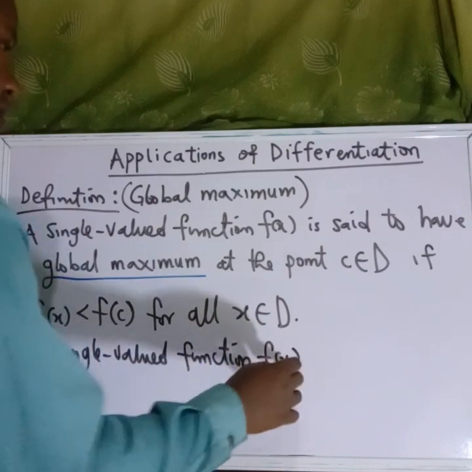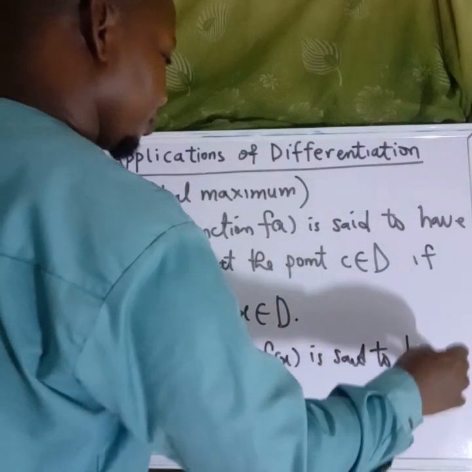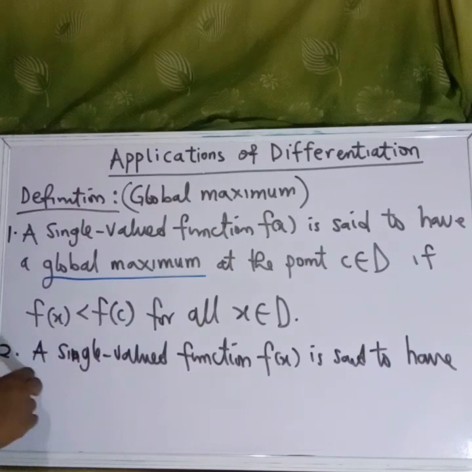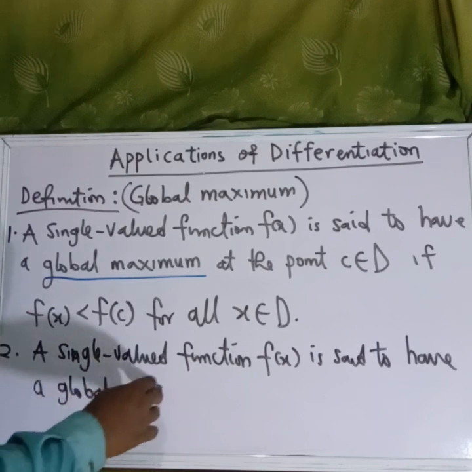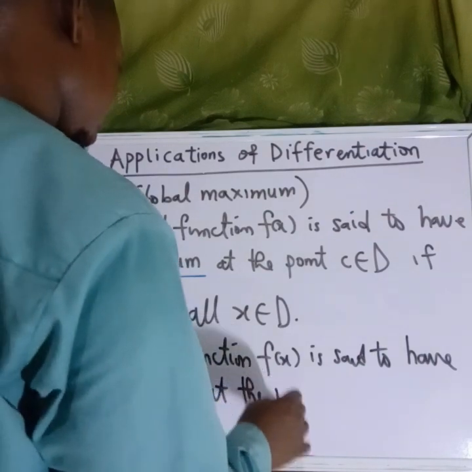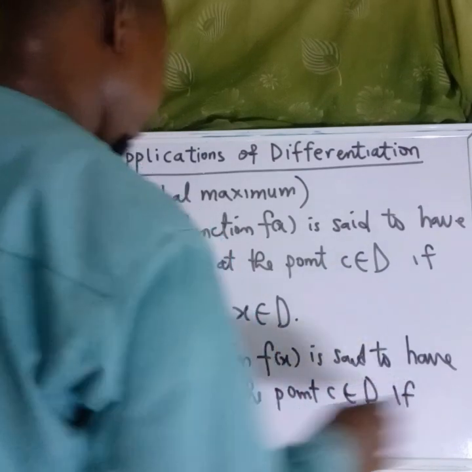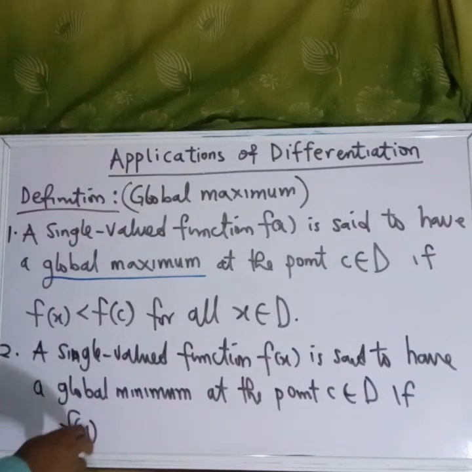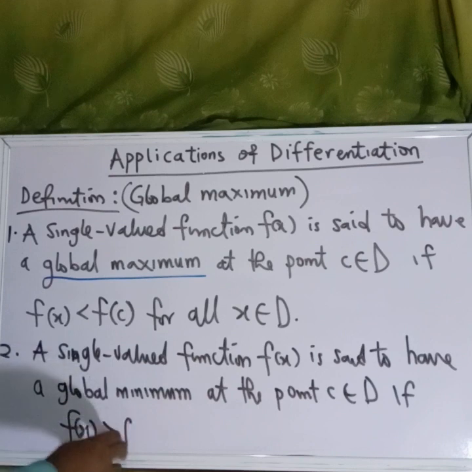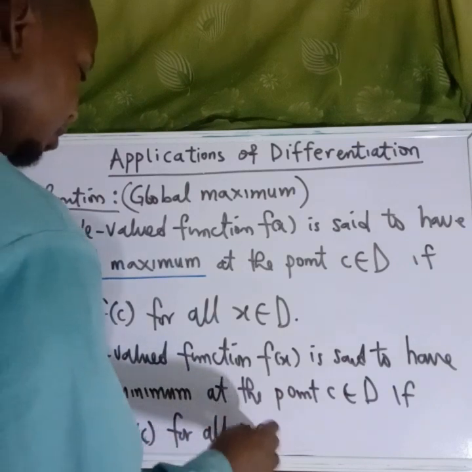f of x is said to have a global minimum at the point c in D if f of x is more than f of c for all x in D.